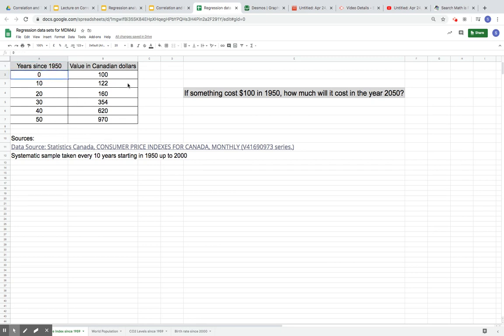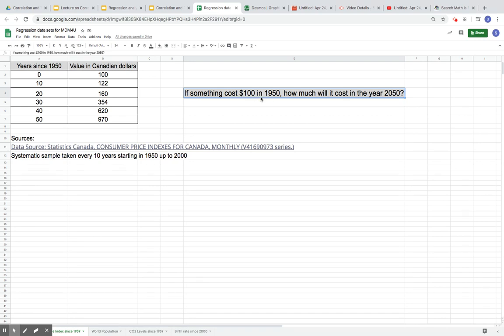And so here, I have one column, which is years since 1950, and then I have the value in Canadian dollars. So if something was worth $100 in 1950, 10 years later, so 1960, it'd be worth 122. 20 years later, it'd be worth 160, et cetera, et cetera. So we can see that things have increased quite a bit over time, and we want to try to find a model to make a prediction. And this is going to be our motivating question.